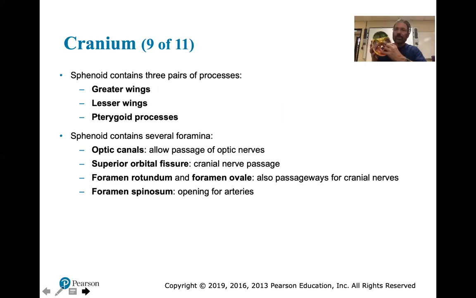All right, so when you're looking at this, there's a greater wing and lesser wing, and the pterygoid process. What's the attachment going to be? What's that for? Just start thinking about that. This contains your optic canals, which allow passage of the optic nerves, cranial nerve 2, which goes right to your retina.